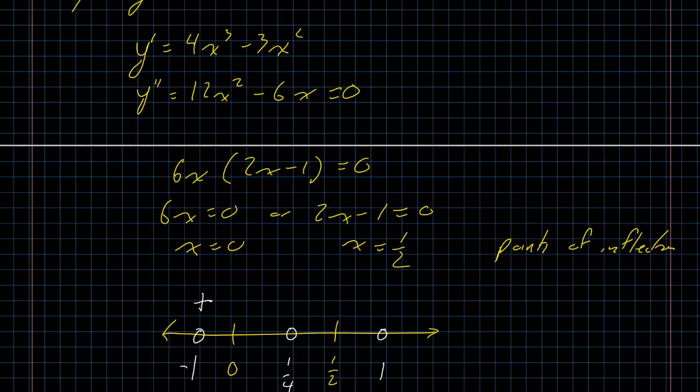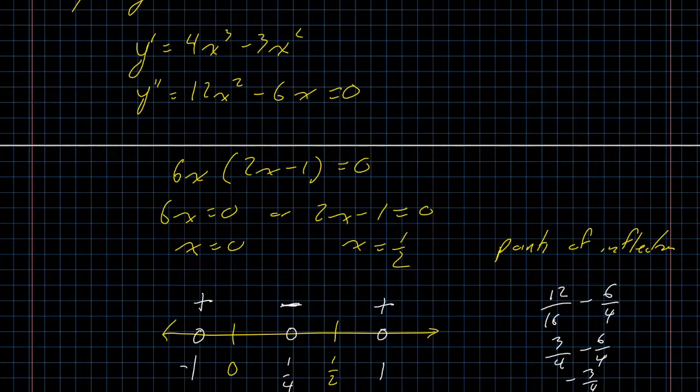If I try plugging in 1/4, it gets to be a little bit messy. So we end up with 12 over 16 minus 6 over 4. Well, 12 over 16 will reduce. That's actually 3/4 minus 6/4, which is -3/4. But again, the only thing that matters is that it's negative. Then we plug in +1, we get 12 minus 6, which is 6. But again, the only thing that matters is that it's positive.